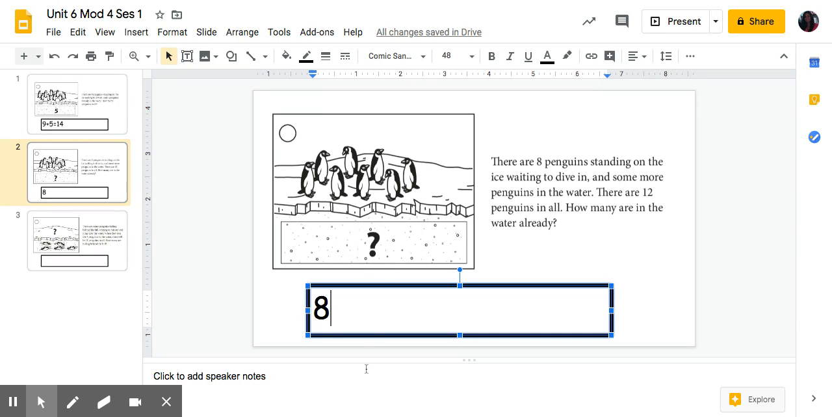Do we know how many more? No. So I'm going to say 8 plus question mark. And then there's 12 in all. So that must mean that 12 is my whole or my total. So I can say 8 plus blank equals 12. Here I'm solving for a missing part. See if you can figure out what 8 plus blank equals 12.